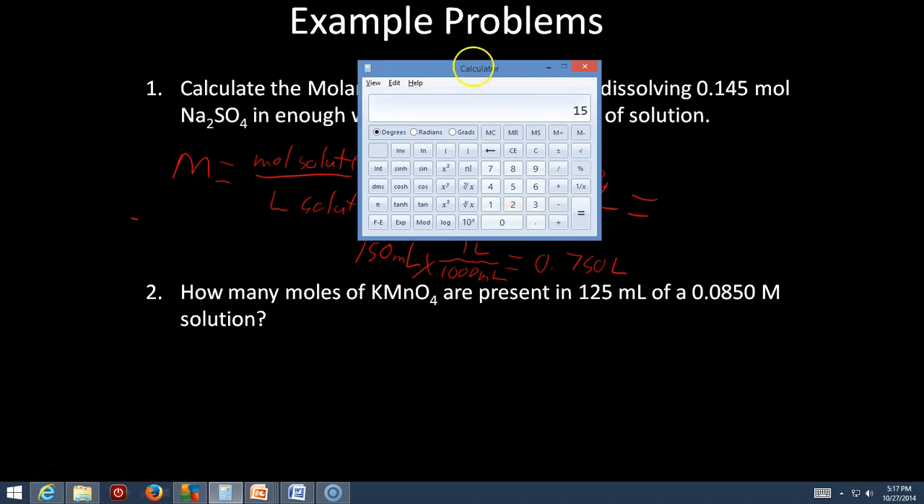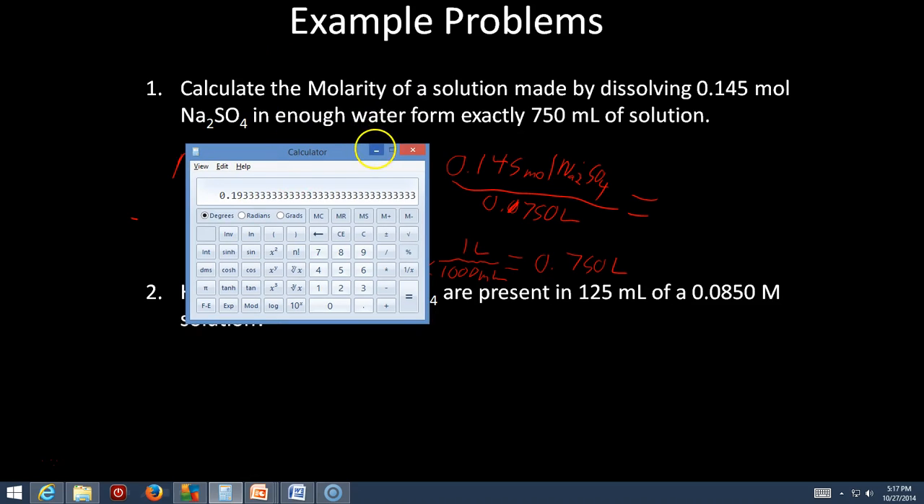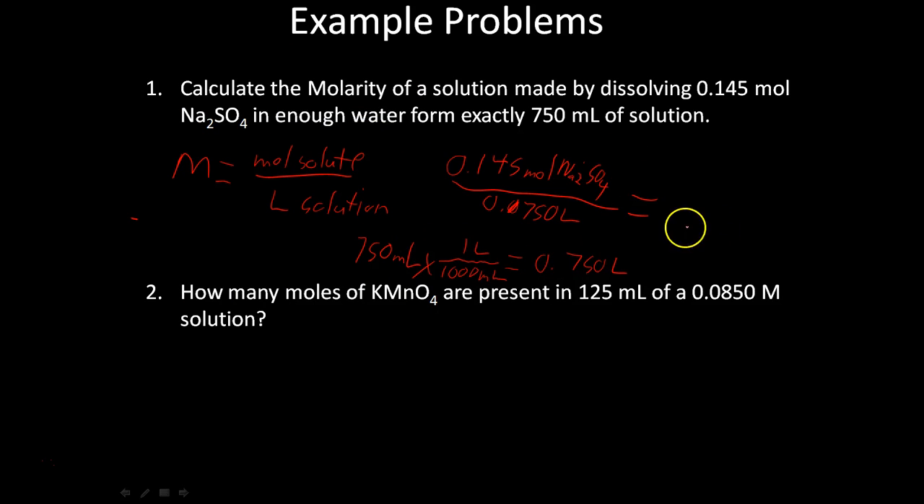Get out our handy calculator. 0.145 divided by 0.750, and we end up with 0.1933333. A lot of threes. Okay, 0.193 molar solution. So right here we would write 0.193 molar of Na2SO4. Now, let's look at this next problem.